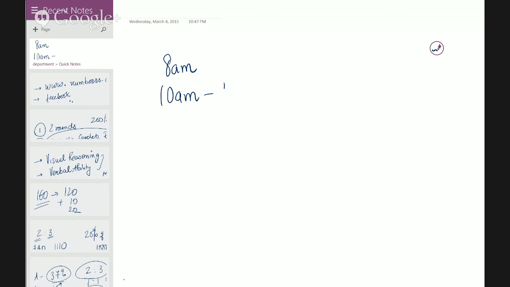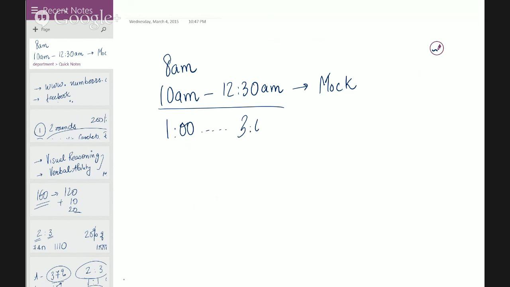10 a.m. to let's say 12:30, people who have slots during the day, write it at this time, whenever your slot timings match, you write a mock here. Obviously, at 1 you're out of it, you're just revising, looking at your scores and everything. So from 1 till 3, you can analyze.